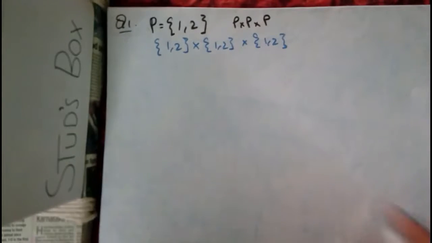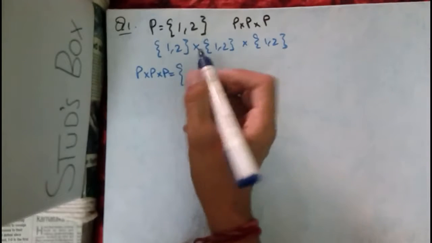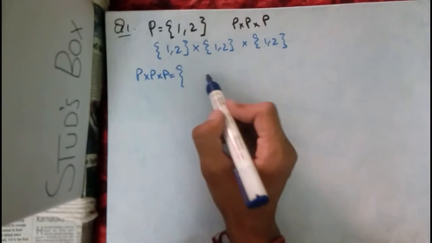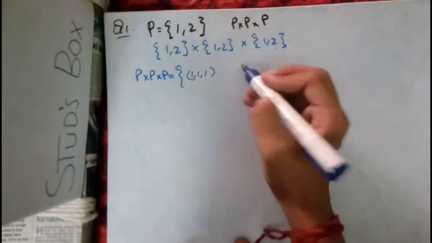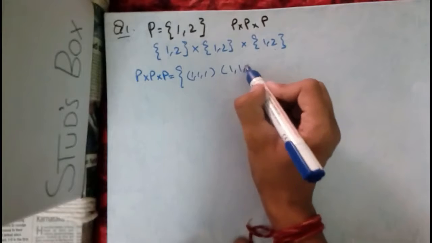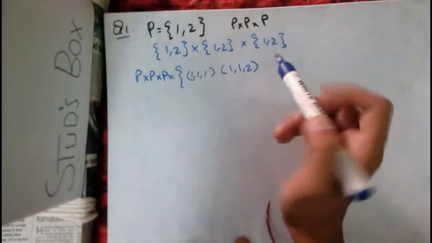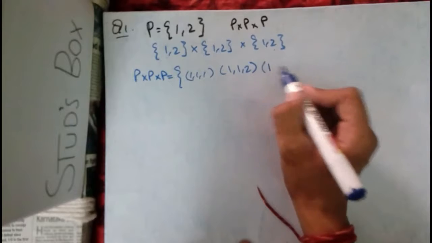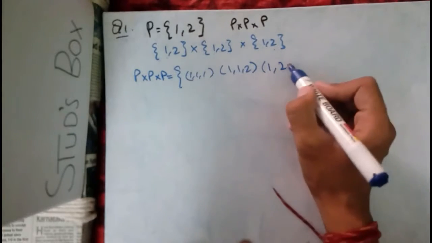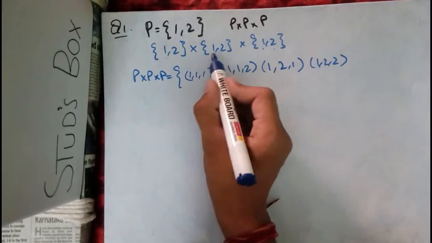So P cross P cross P will be equal to, let's take the first element, then first element, second element. Try to understand the logic of what we are doing here. First, second. Now all the twos are completed here. So we'll take first, second, and first. Then first, second, second. Now these are also completed.